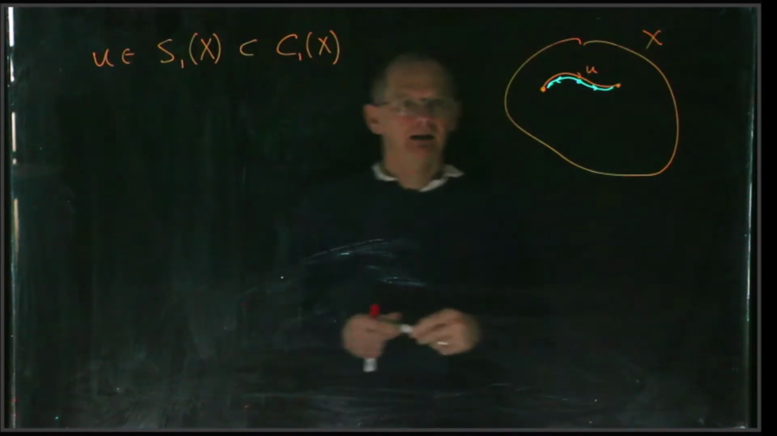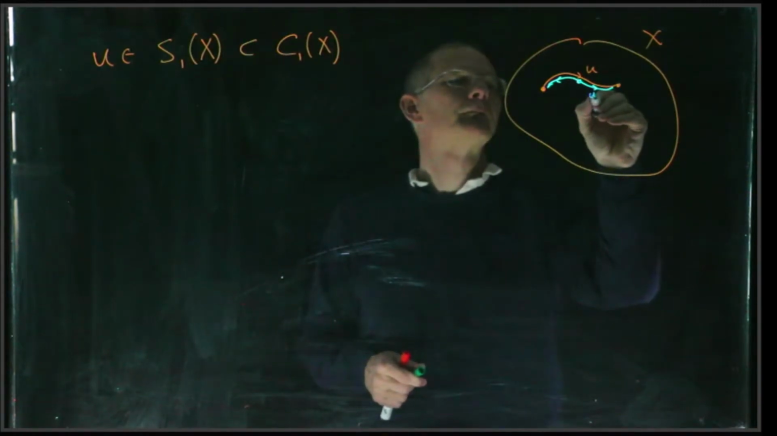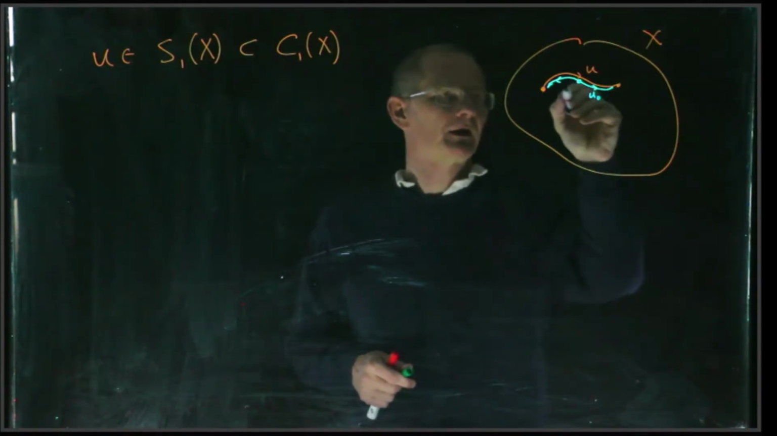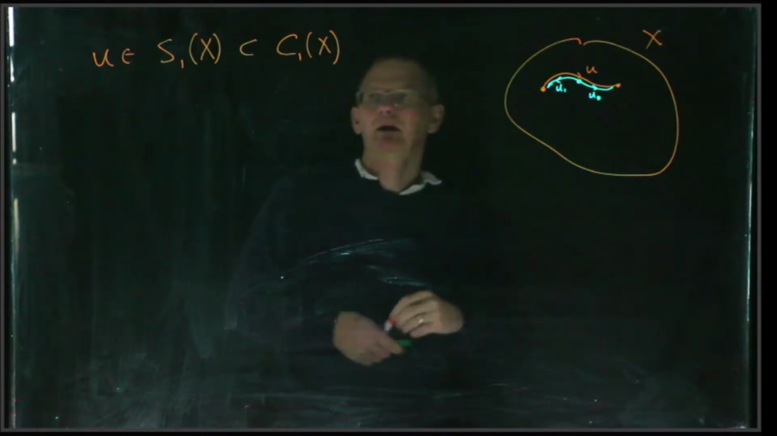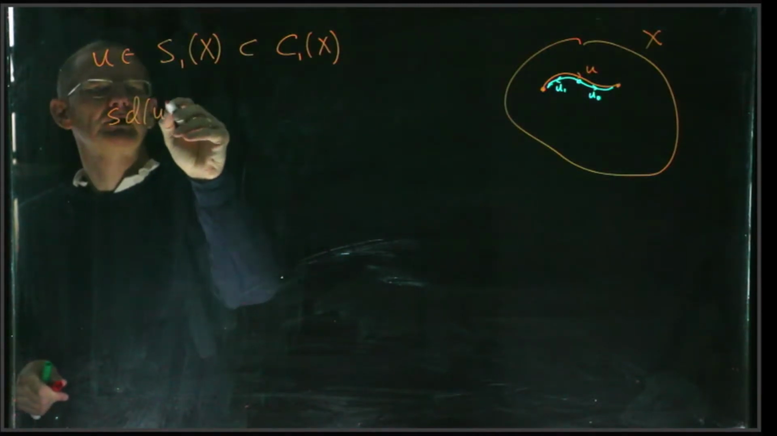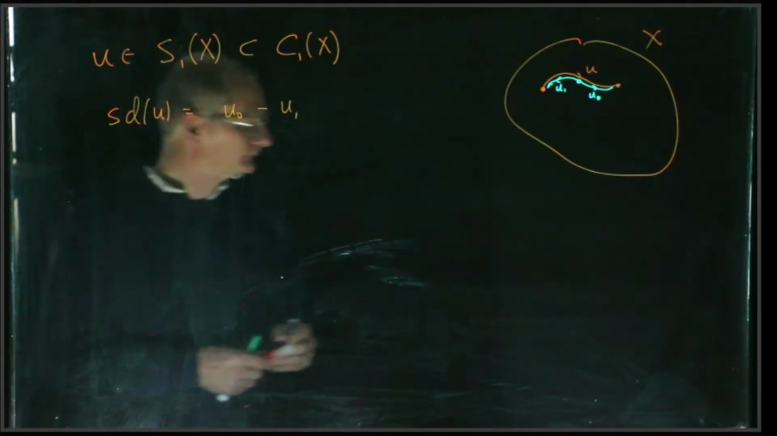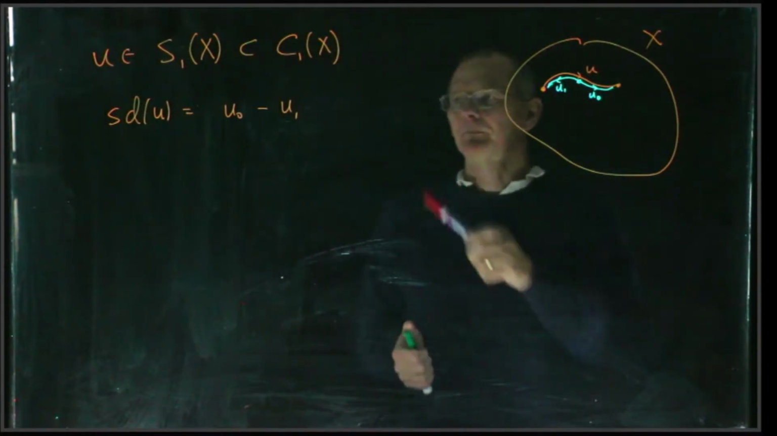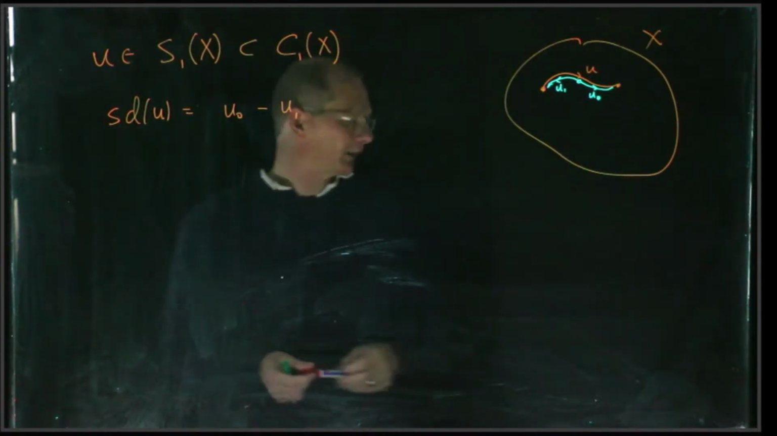So if we call this one U0, the second half going forwards, and U1 the first half going backwards, then we define the subdivision of U to be U0 minus U1. I have a plus U0 because U0 is running in the same direction as U, and a minus U1 because it's running backwards.